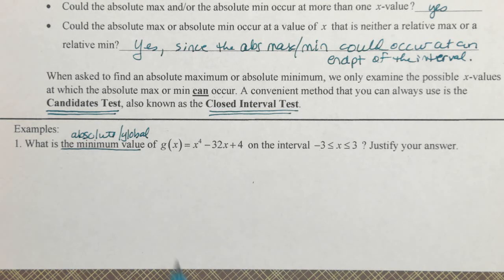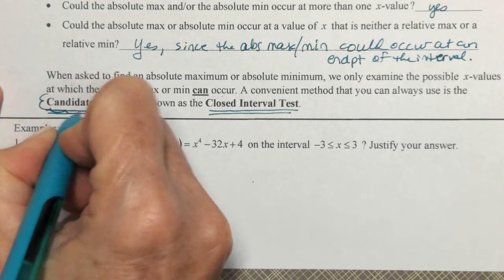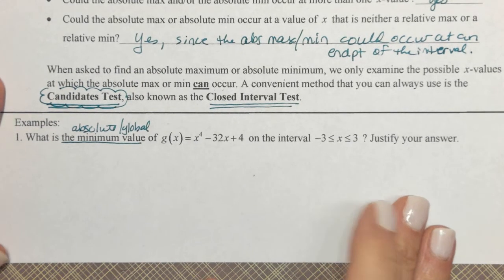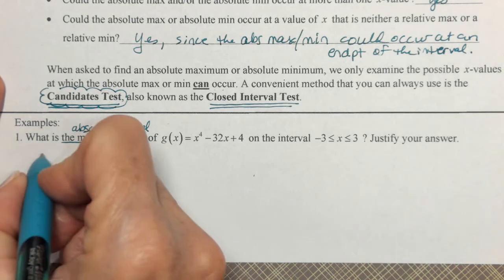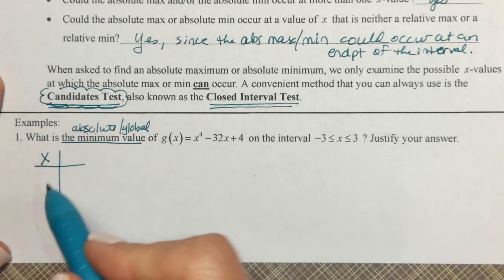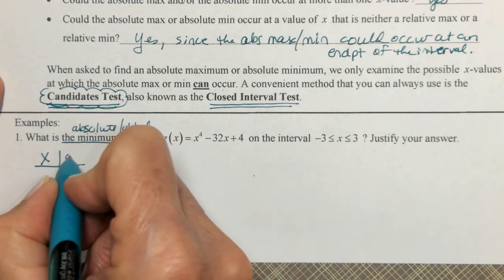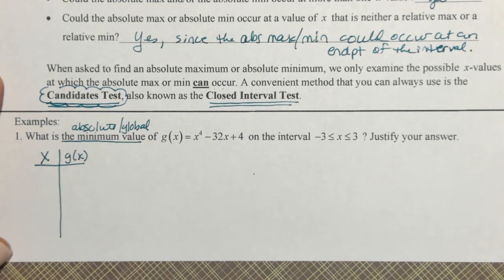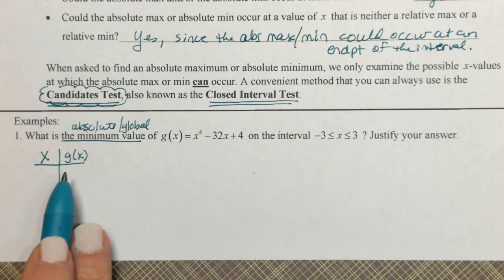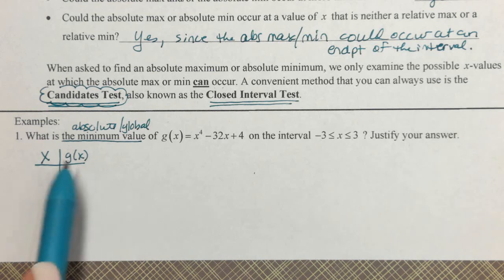So let's see. Whenever I know I'm looking for an absolute min value, I need to apply the candidates test. And it's just a nice little chart that helps you organize your thoughts. We're going to list the x values where the absolute min can occur. And we are finding the minimum value of G, so I need to finish my chart here. We're finding the minimum value of G, so we put G up there. If we were finding the minimum value of F, we would put F there. If we were finding the minimum value of G prime, we would put G prime there.